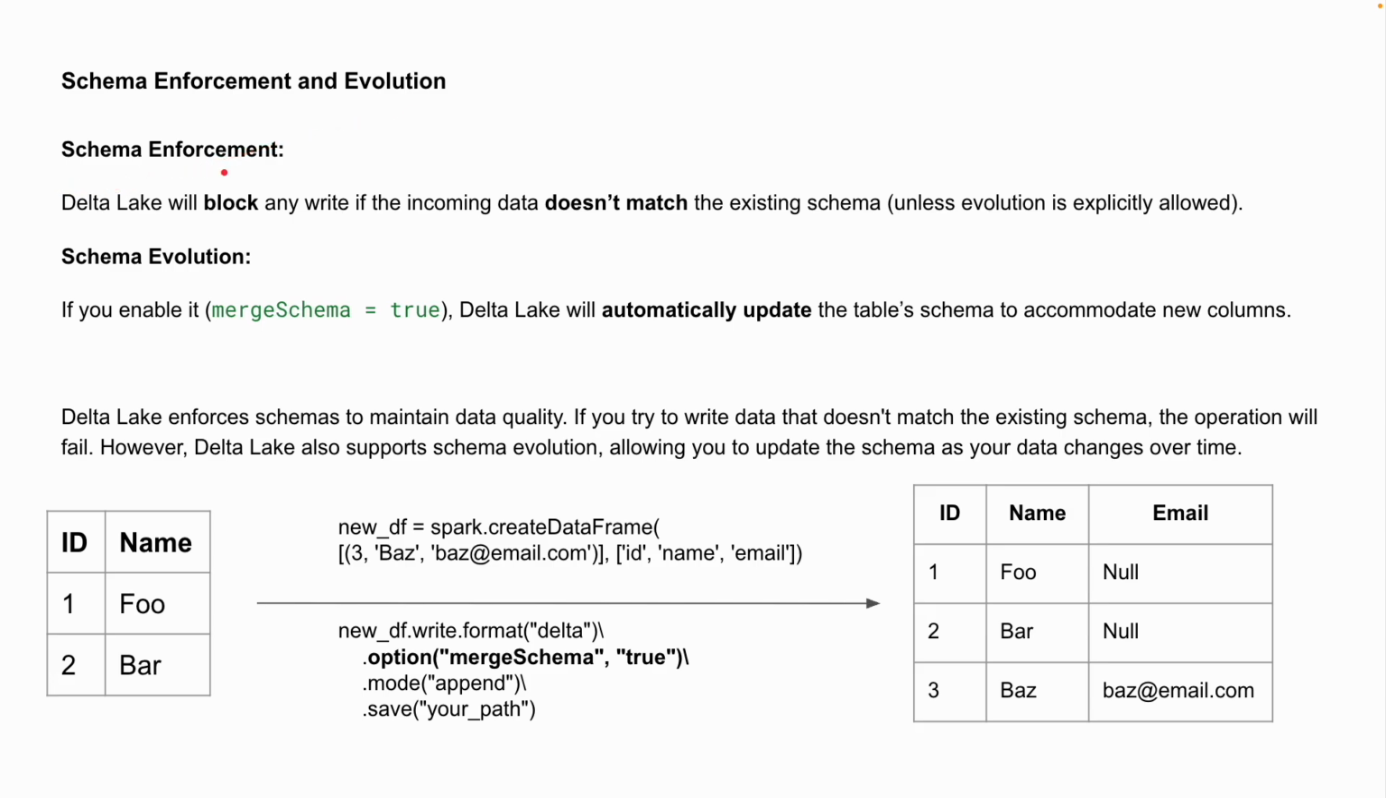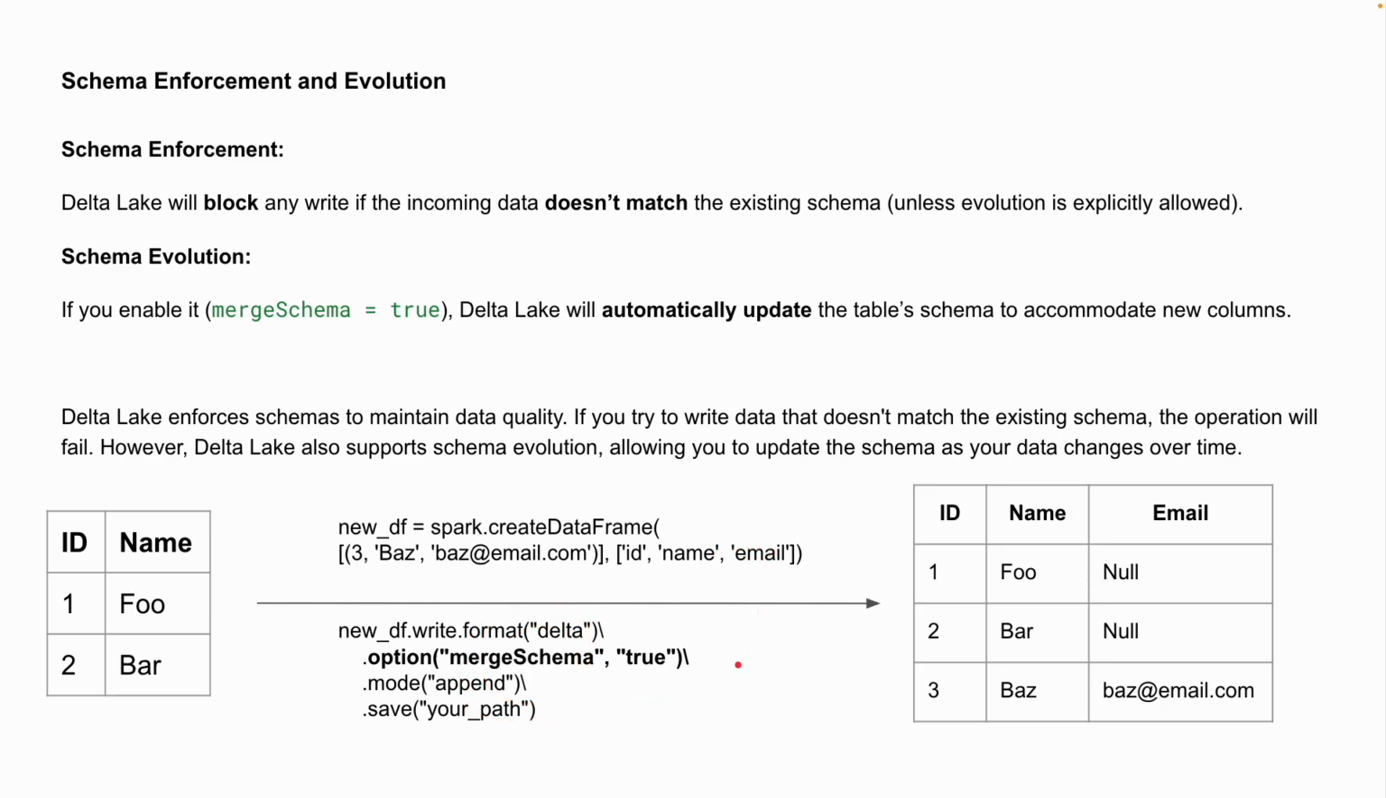So schema enforcement is basically, let me first give you this example. Let's suppose we have this table where we have this ID and name. Now if you do this operation, spark create data frame, you are creating this new data frame with a new column email. If you try to write this new data frame directly without using this option, then it will not let you write, because the schema is not matching. And to write that, you have to enable this option, merge schema true. You are saying, okay, I want to merge this schema with this new column, then only Delta Lake will let you write this new column.